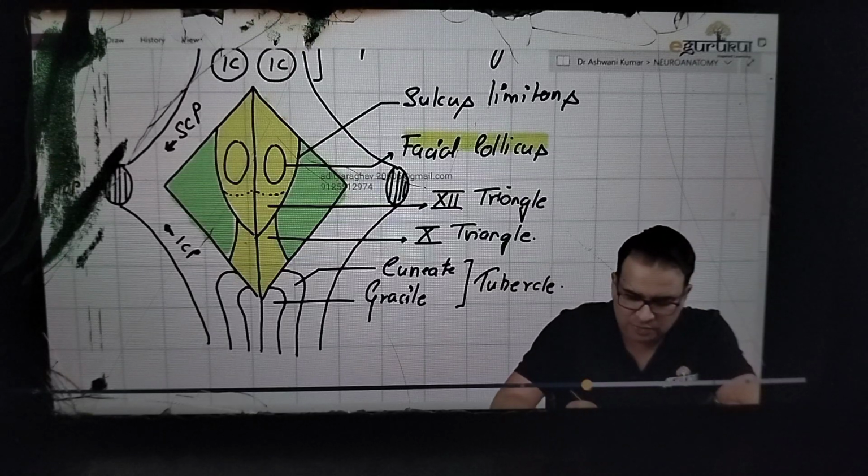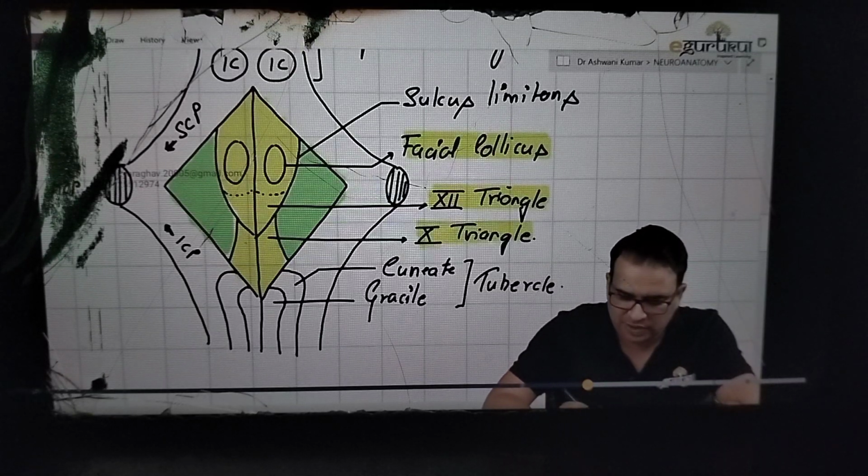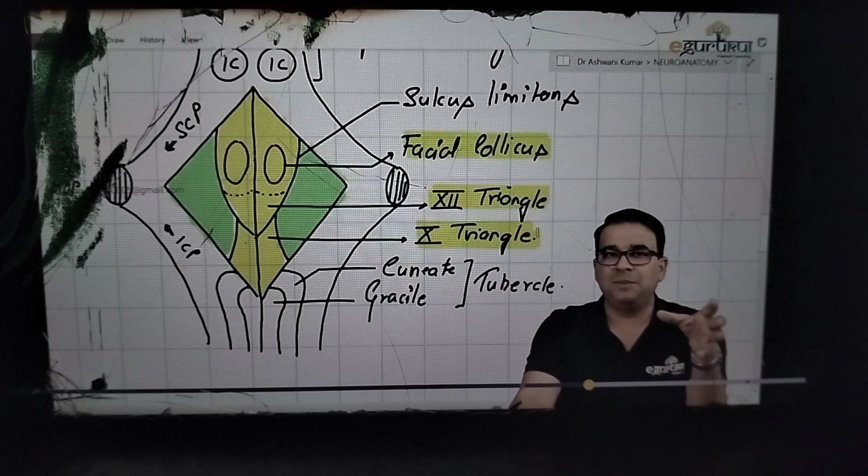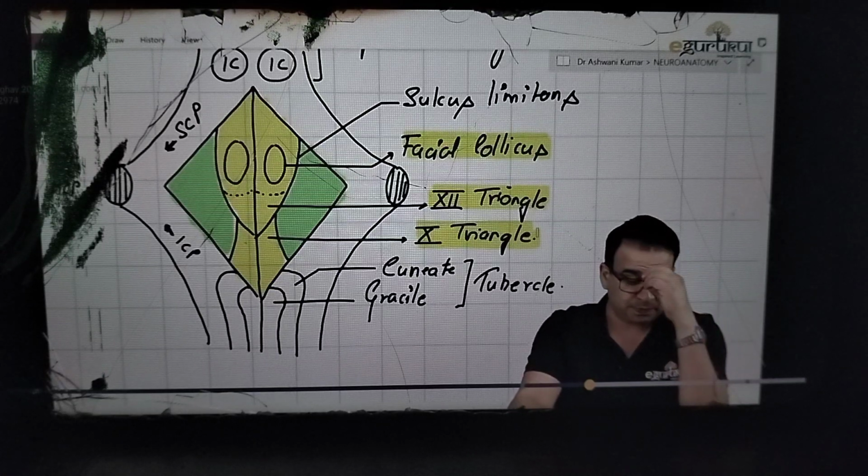So look at these three elevations. I'm trying to use the same color: the facial colliculus, the hypoglossal triangle, and the vagal triangle. And we said, what is common between them? They are all developing in the basal plate, so you have to have motor nuclei present deep to them.